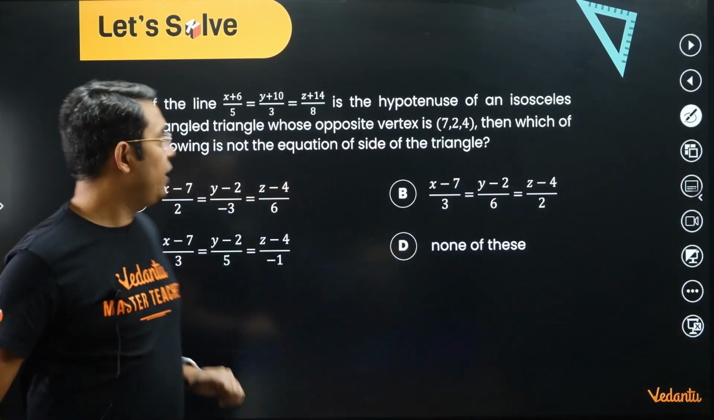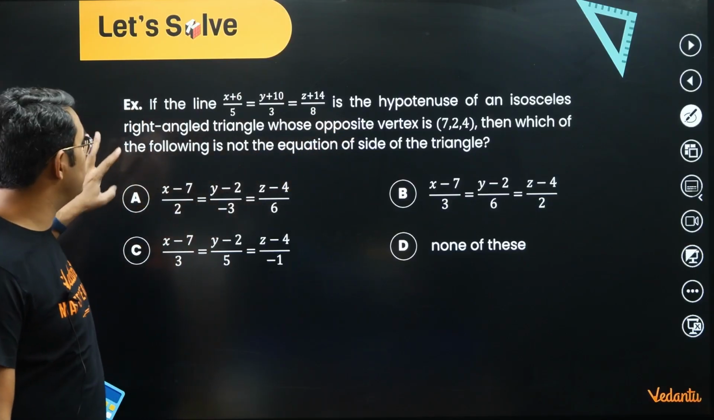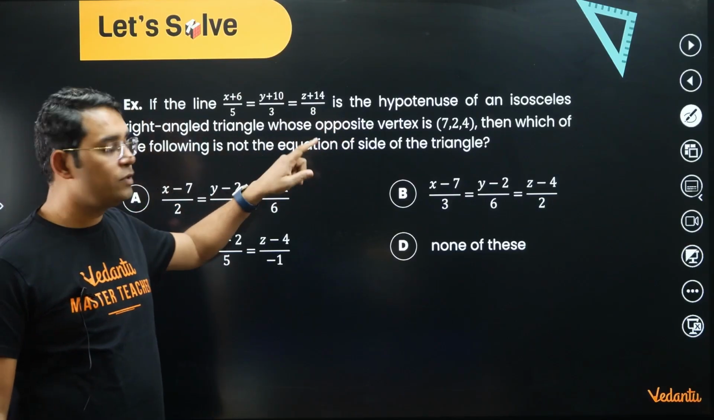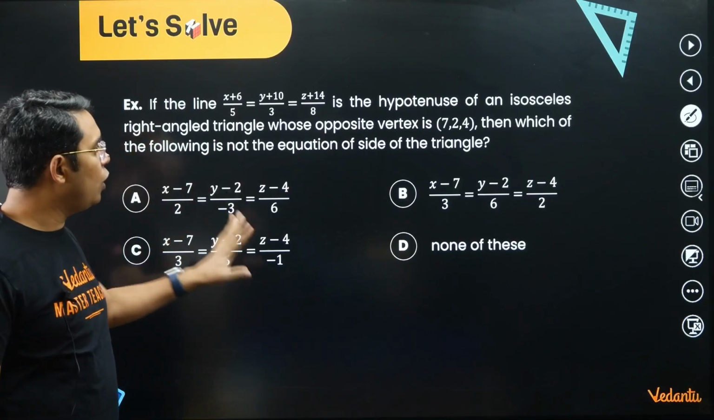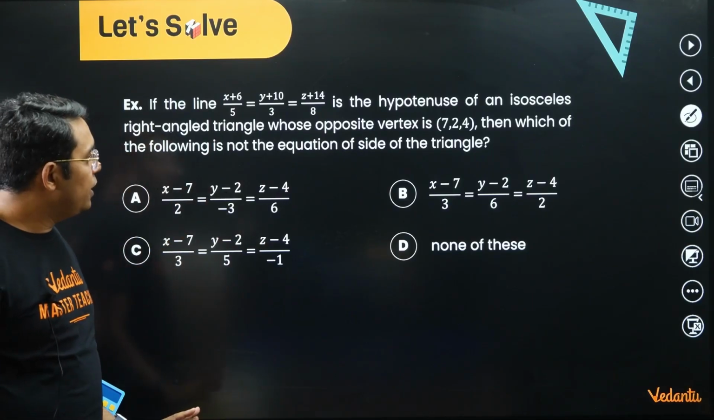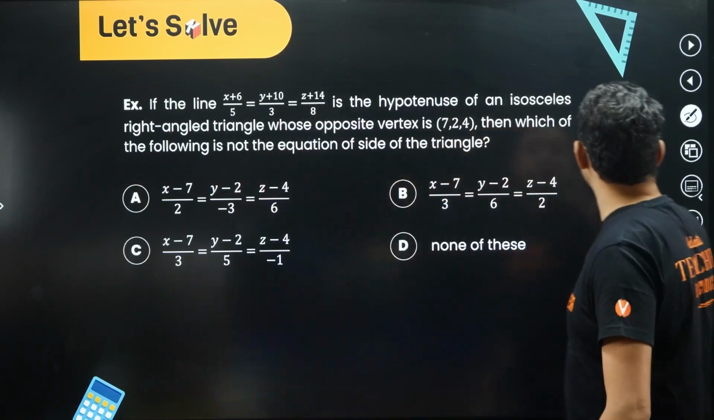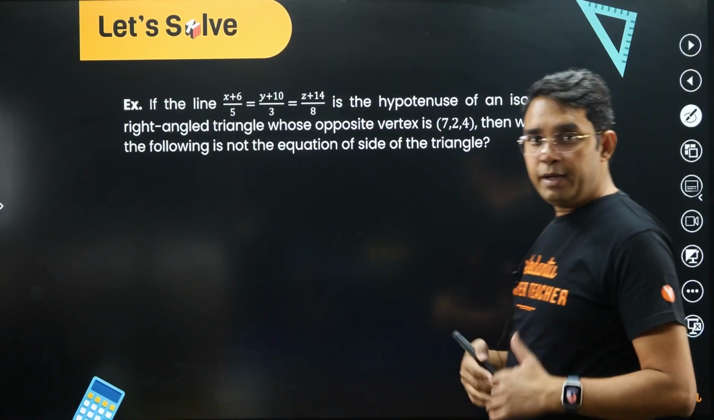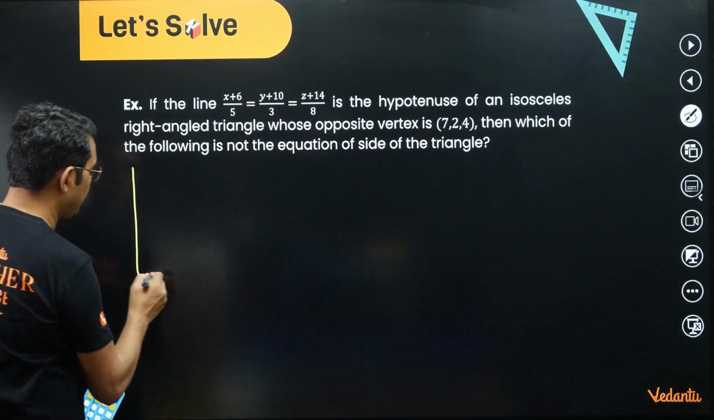Coming to this question, where we are given that the line is the hypotenuse of an isosceles right angle triangle whose opposite vertex is (7, 2, 4), then which of the following is not an equation of a side of the triangle? Dear students, I will give you two methods for this question. Both are done by taking a point in terms of lambda. Please see how. First of all, let's make a diagram.